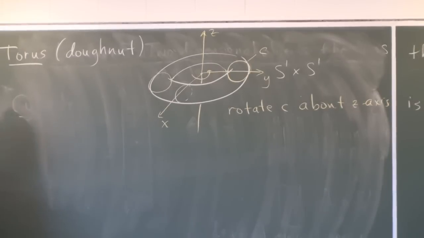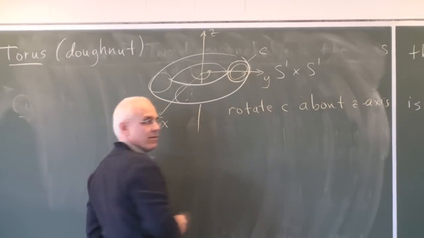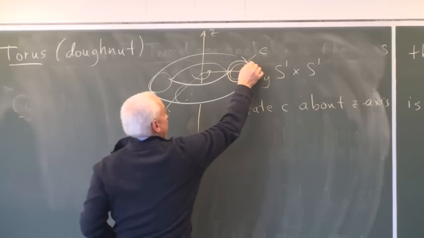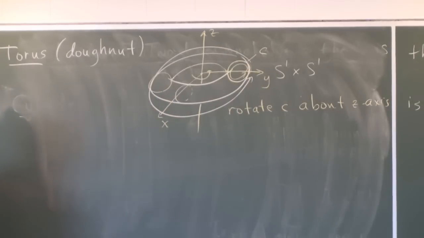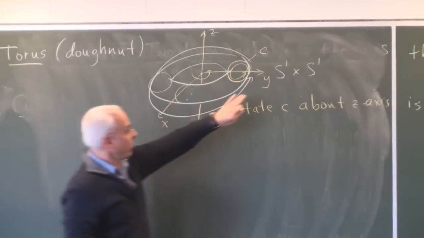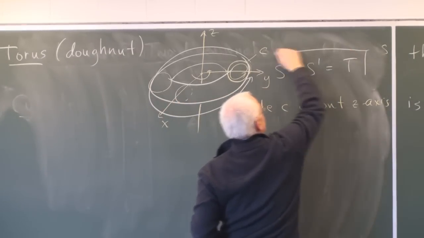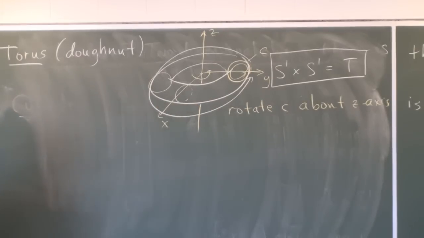And so then there's two circular parameters involved. There's one parameter around this circle, and there's a second parameter around this circle. And that's why the torus is S1 cross S1. And we'll call it T for short. These deserve a separate symbol.